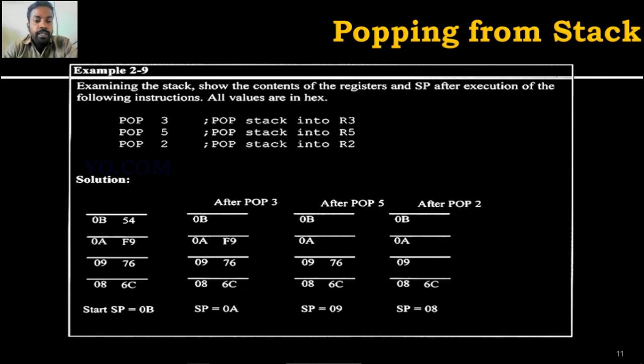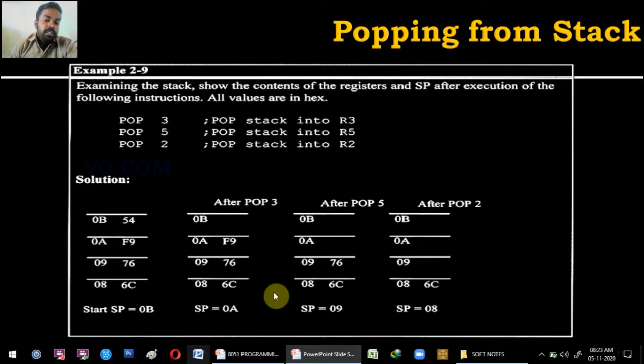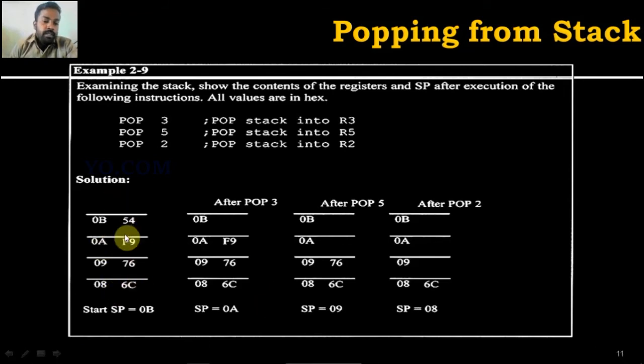So POP R3 means R3, POP R5 means R5, POP R2 means R2. Initially, before the execution, the stack pointer points to 0B. After this POP R3 execution, the stack pointer address is decremented, from 0B to 0A. Now the 54 is loaded into R3.